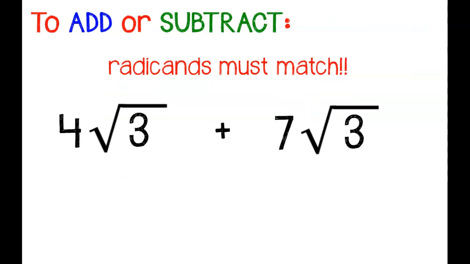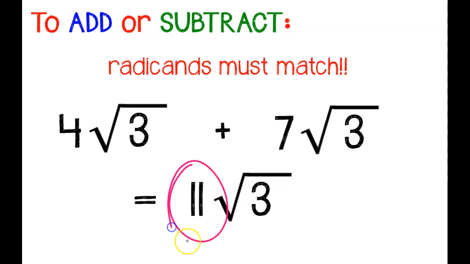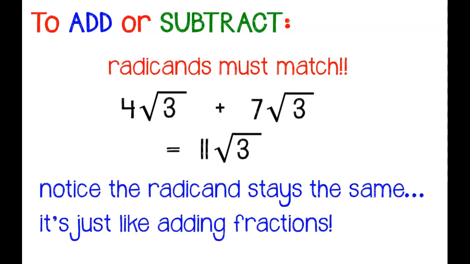All right, let's take a look at a few. Can I add these two together? Well, you have to always ask yourself, do the radicands match? And if they do, then yes, you can. Notice what happens when I add them together. The coefficient of 4 is added to the coefficient of 7, giving me a new coefficient of 11. But the radicand remains the same, kind of like adding fractions. The radicand stays the same when you're adding.